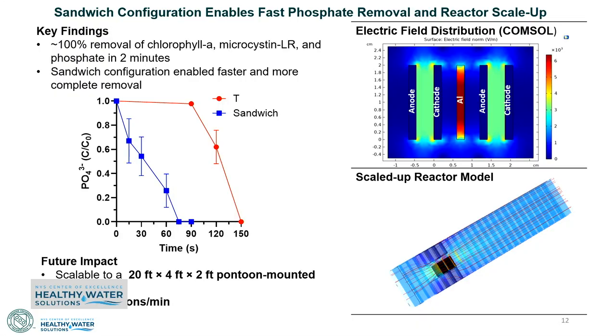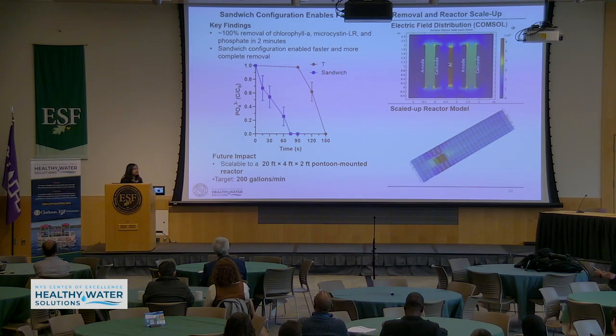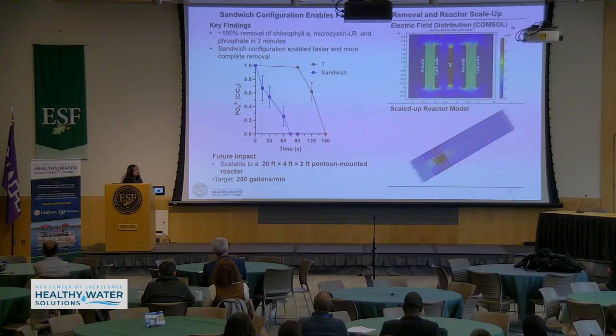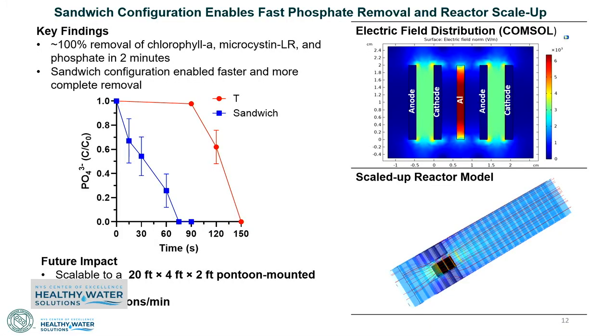So after our lab-based tests, we are now moving on to scaling up this reactor to a boat-mounted reactor capable of treating 200 gallons per minute in the field. And for that, we also did fluid flow simulations, as you can see on the right bottom. We will be placing baffles on both sides of the parallelly placed electrodes, which will concentrate the fluid flow through the electrodes, and the fluid flow will be uniform for the rest of the reactor.